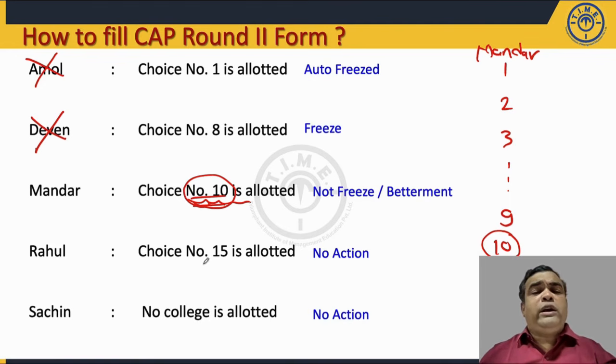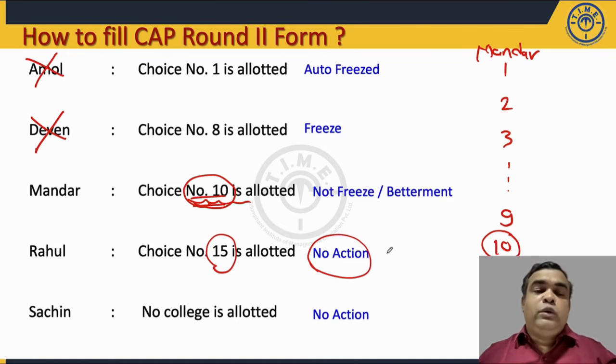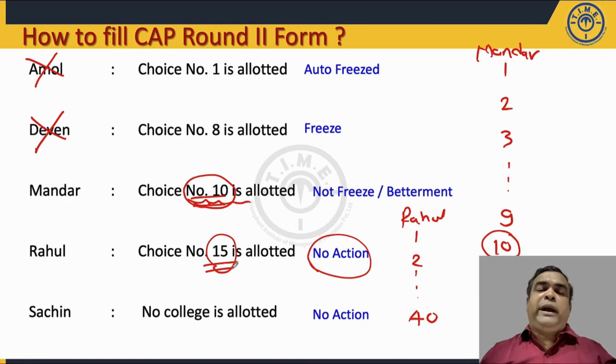Rahul was allotted college number 15, but he took no action on that. That means Rahul needs to fill the CAP round 2 form the way we fill the CAP round 1 form. He can choose colleges again from 1, 2, 3 till 40. Or he can say, no, I want better than 15 only, so he can choose 1 to 14 also. He can choose all 40, or he can retain the same order as the form filled in CAP round 1. And the same thing Sachin can do.